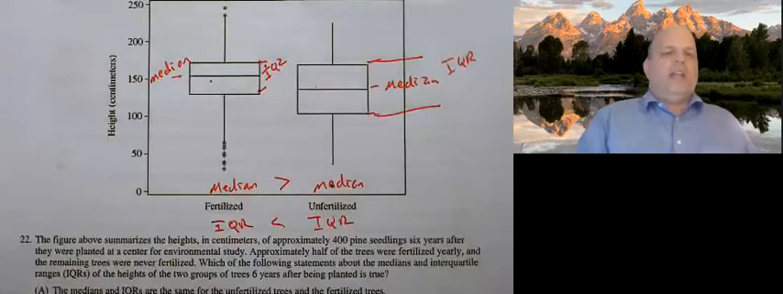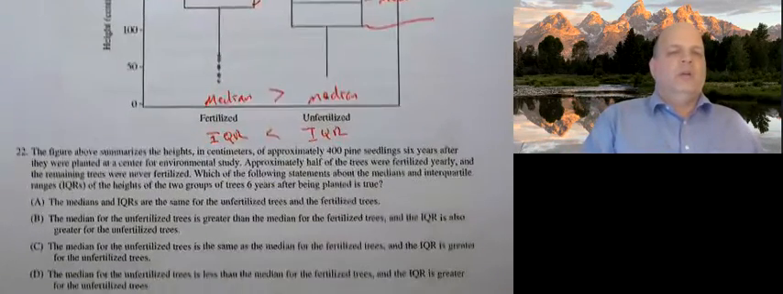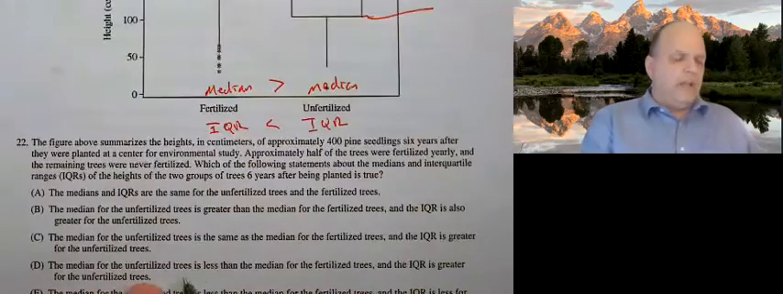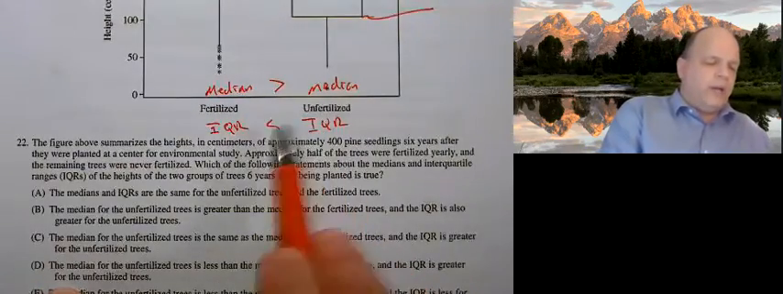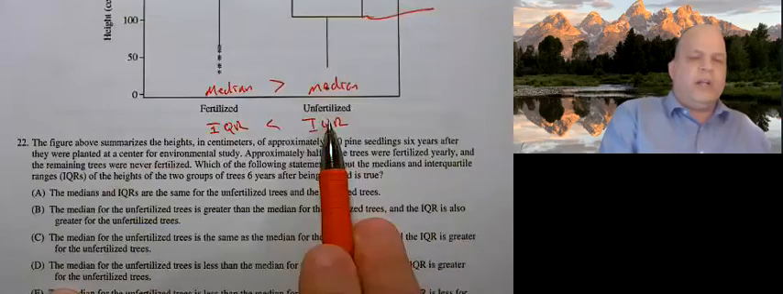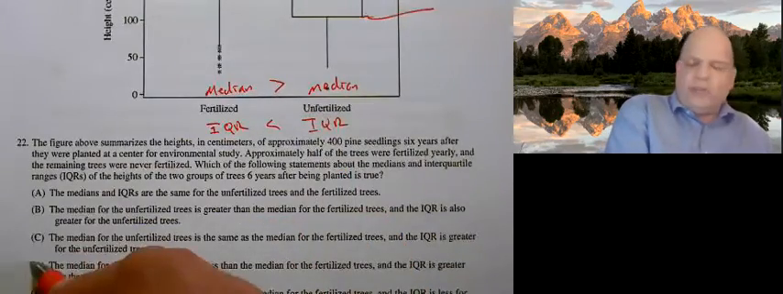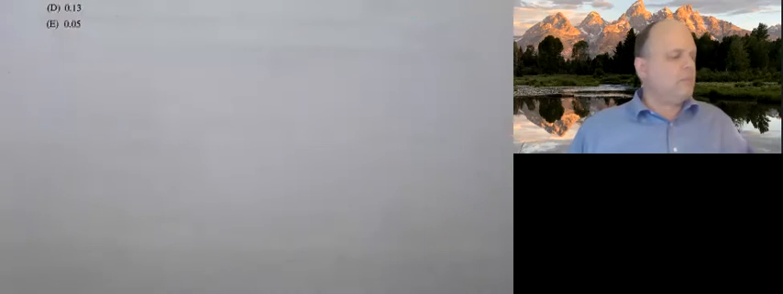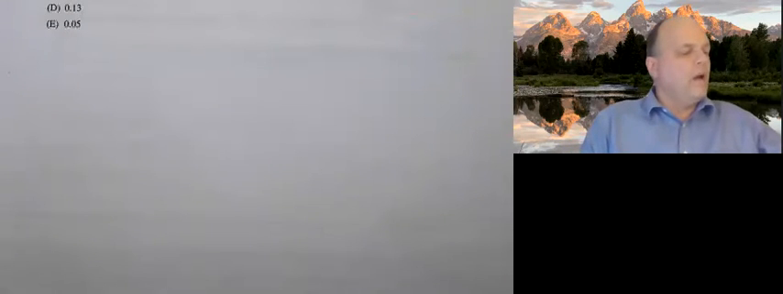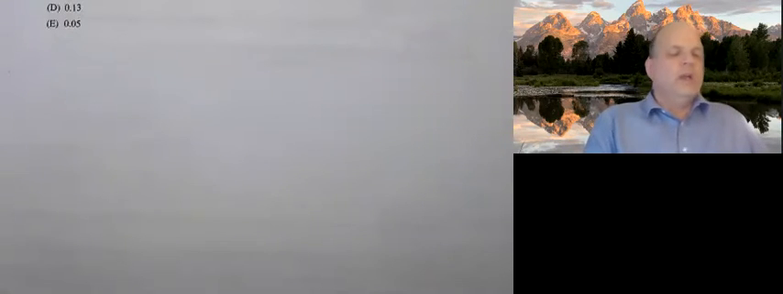And when I read the answer choices, the median for the unfertilized is less than the median for the fertilized, and the IQR is greater for the unfertilized. The IQR here is greater than this one. So my best answer for number 22 is D. All right, on to number 23.